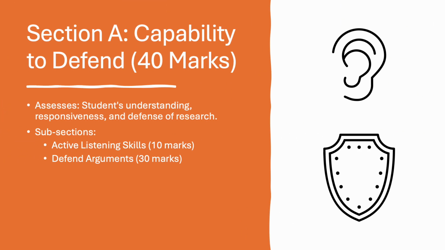We'll now delve into Section A, capability to defend, which carries a total of 40 marks. This section assesses the student's ability to engage with questions, demonstrate their understanding, and effectively defend their research. It's divided into two key areas: active listening skills and defend arguments.